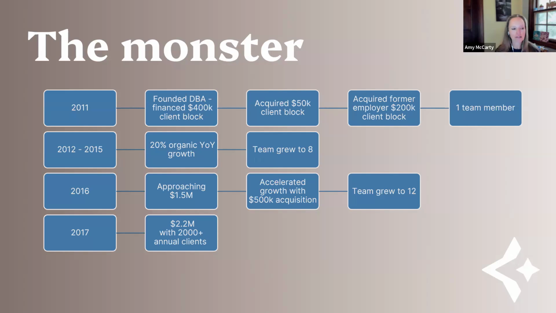And then for the next 3 years, it grew organically, 20% year over year growth, right? The team continued to grow. In 2016, it was approaching 1.5 million. Another acquisition happened, like a $500,000 acquisition, and the team continued to grow, right? And so then in 2017, it was about a $2.2 million practice with 2,000 plus annual clients, right?